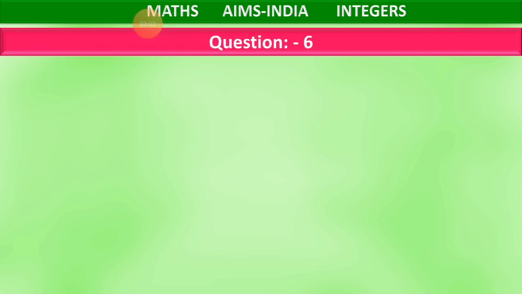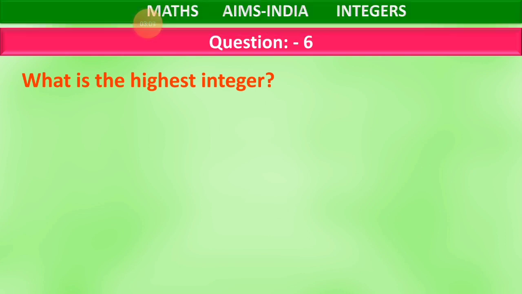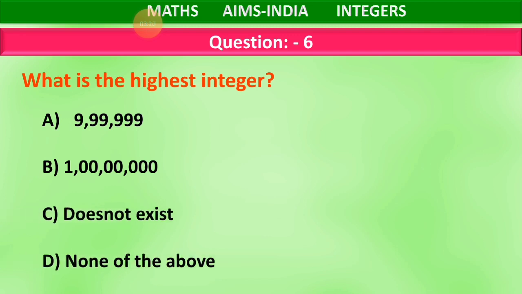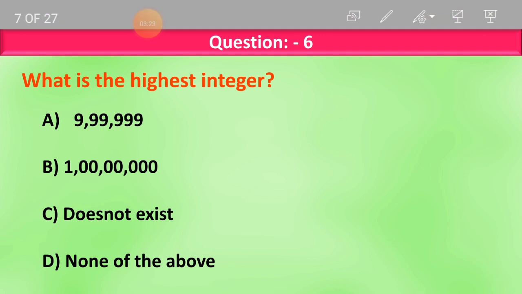The next question is, what is the highest integer? Among the integers we know what is the highest integer. Option A 9,99,999. Option B 1 crore. Option C does not exist. Option D none of the above.